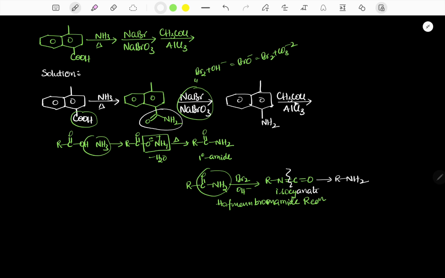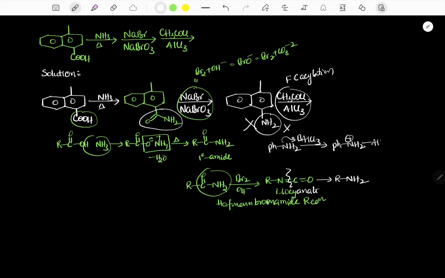Now it is treated with CH3COCl, AlCl3. So this is a Friedel-Crafts acylation. Because NH2 does not undergo Friedel-Crafts acylation, we know that aniline type of compound forms a complex with Lewis acid. Therefore, it won't undergo Friedel-Crafts acylation with respect to that group.